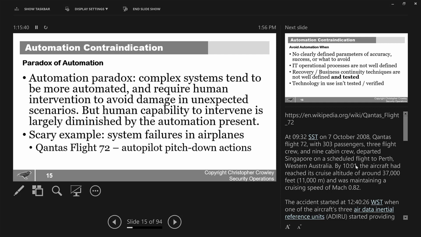And the reason why there are 3 of them is you're supposed to have consensus between at least 2 before the plane takes action. Why this one broken computer was allowed to get control, they never really figured out. But in their forensic analysis afterwards, they said this is what caused the pitch down action.